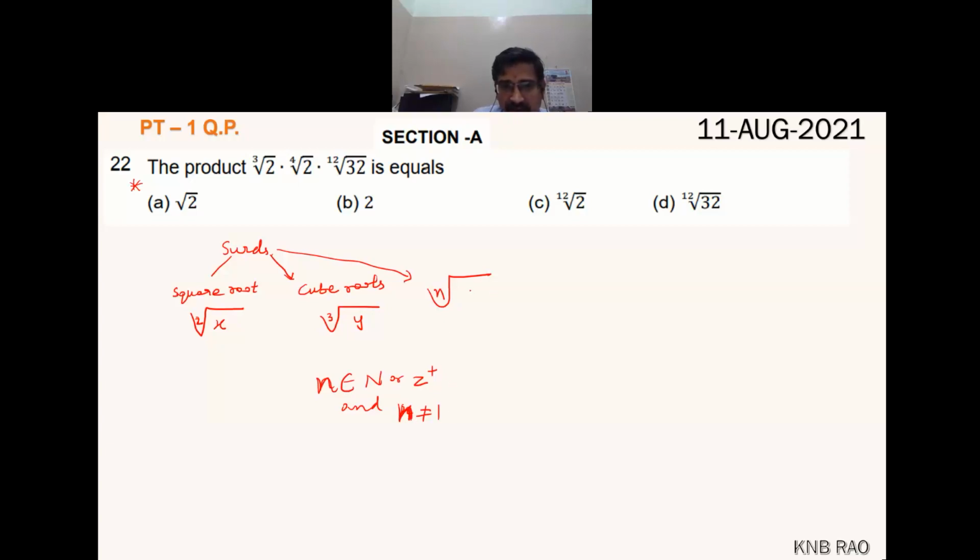And inside, if I have, let's say, some x under the radical, that radicand x should be a positive real number. So the nth root of x should not belong to the rational numbers. Then only it is called a surd. The definition of a surd is not there in the textbook, again I'm telling you. They just use the word surd, that's it. He didn't tell about the definition.